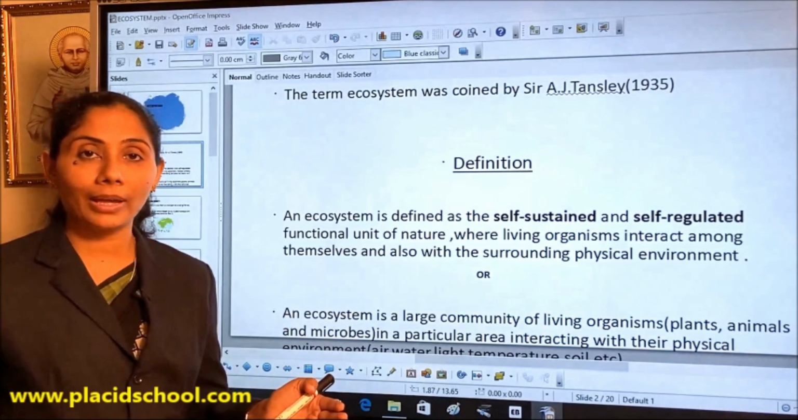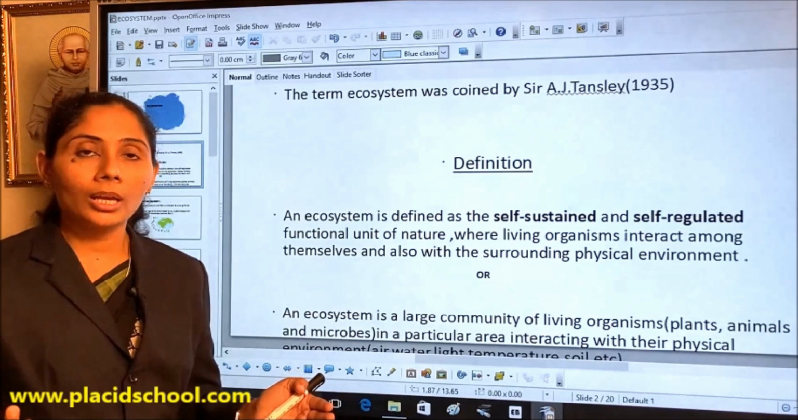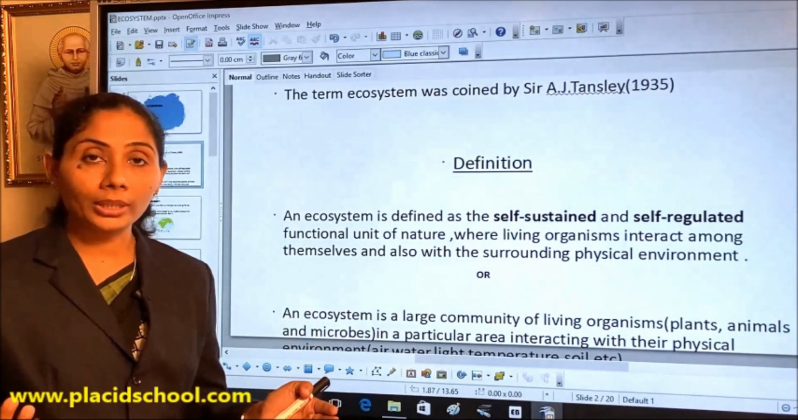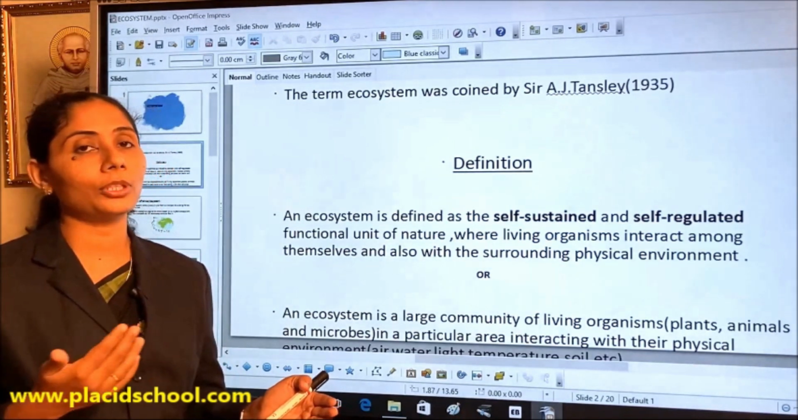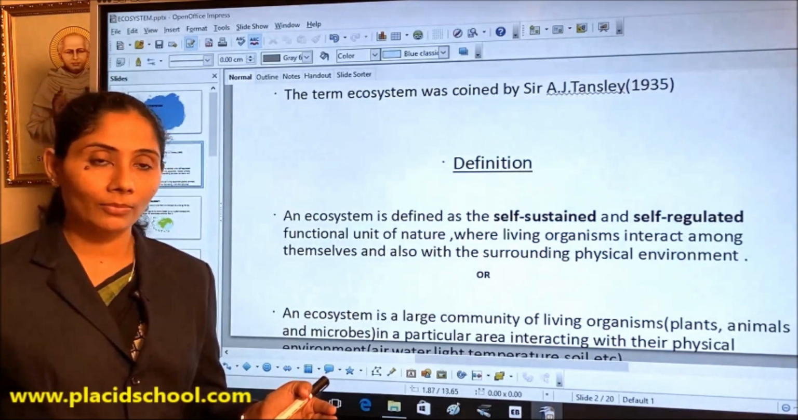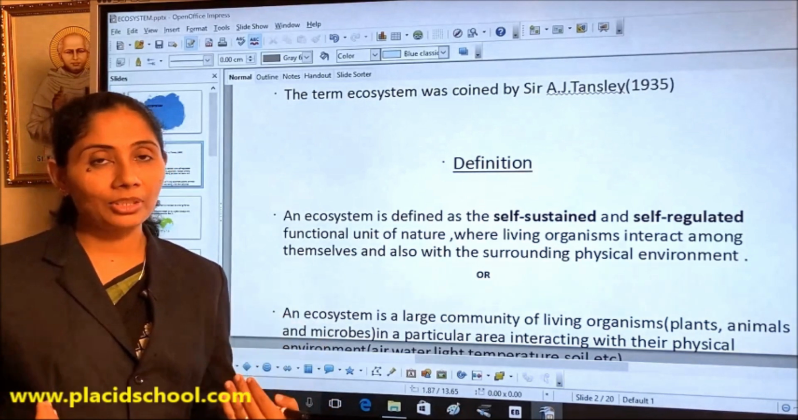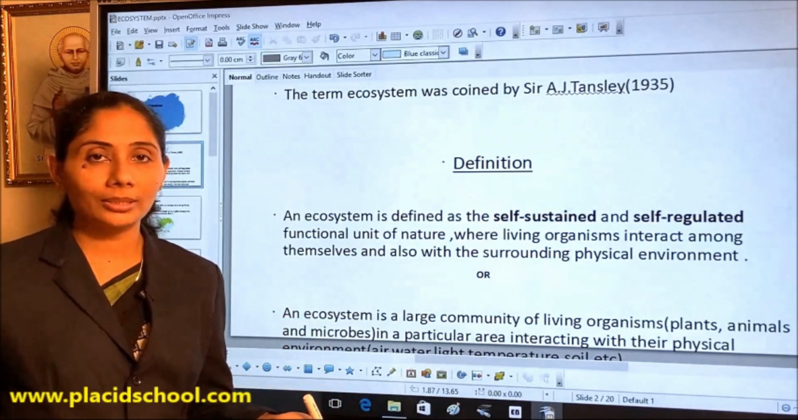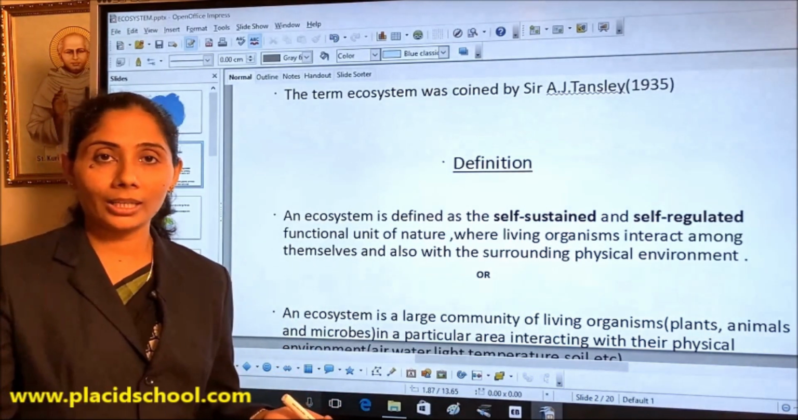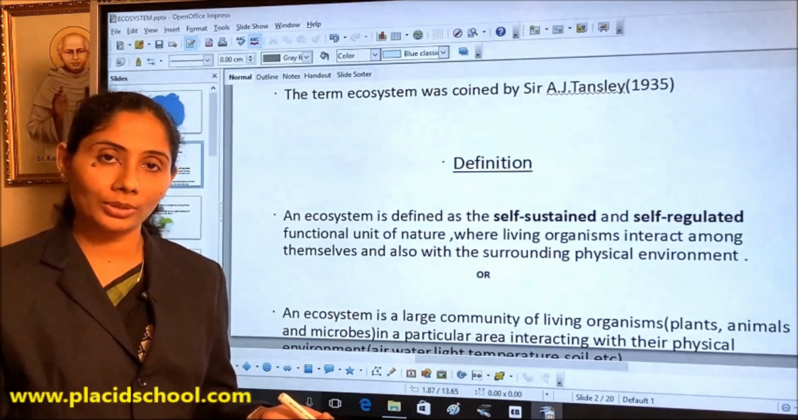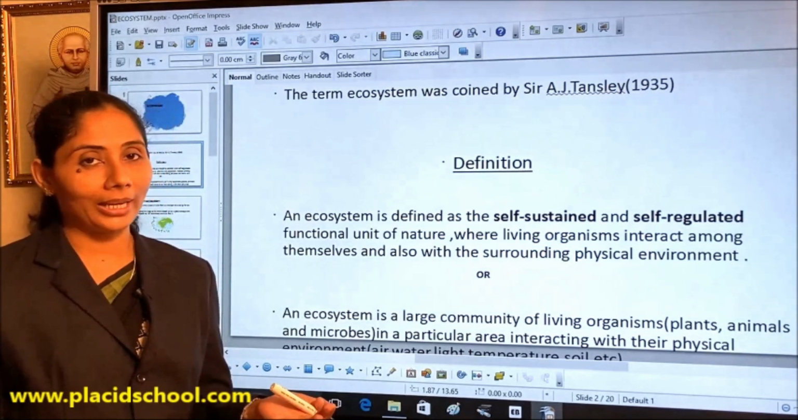When I say physical environment, it means the air around them, the water, light, temperature, wind, humidity. All these are referred to as its physical environment. That means the place where I am standing right now can also be termed as an ecosystem. In the same manner, the place where you are sitting right now listening to me is also an ecosystem. I hope that's clear to you.